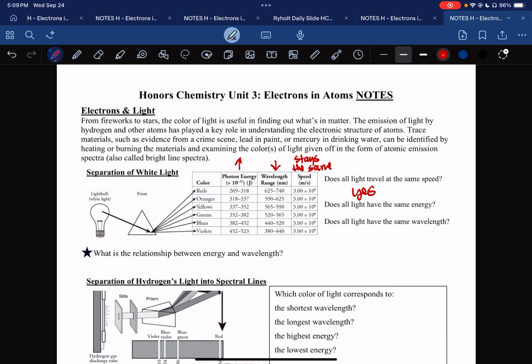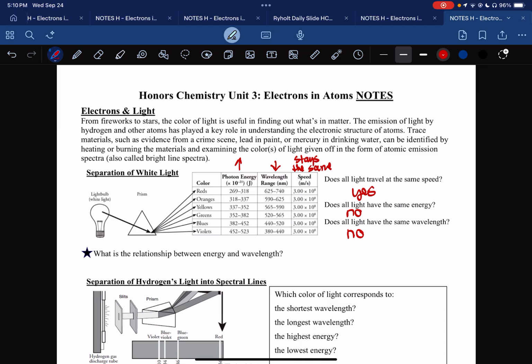Then it says, does all light have the same energy? So I'm looking through here and looking at energy, and it definitely does not. These different wavelengths of light have different associated energies. And then it says, does all light have the same wavelength? Nope, it does not. These wavelengths are associated with the colors that you see.